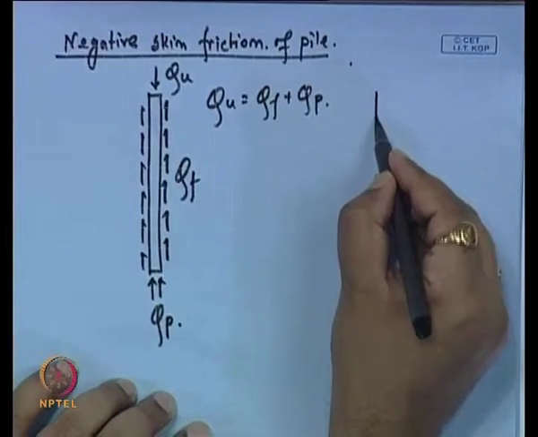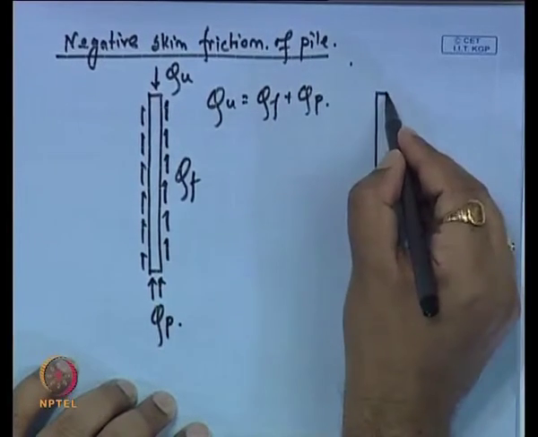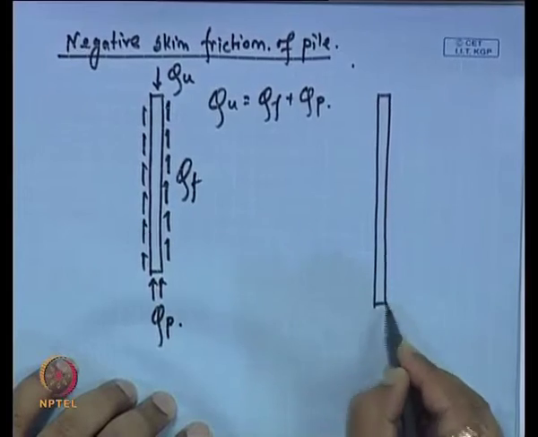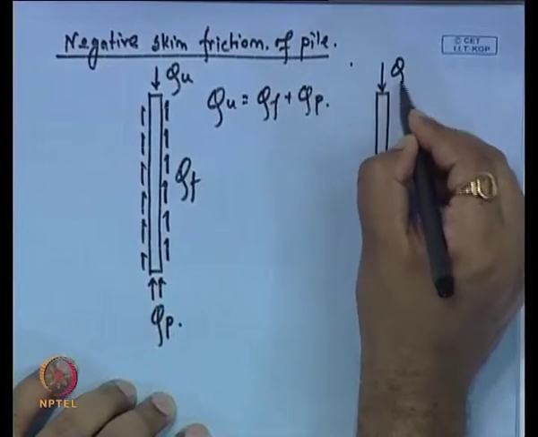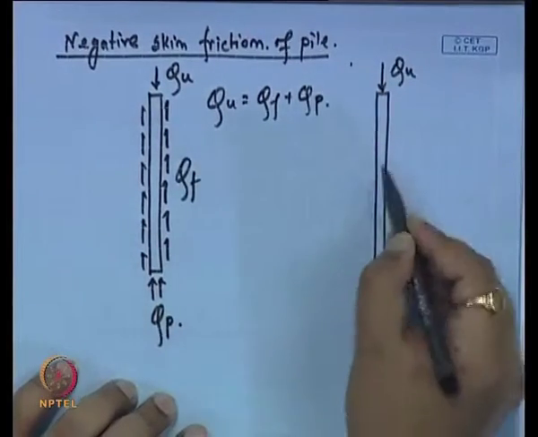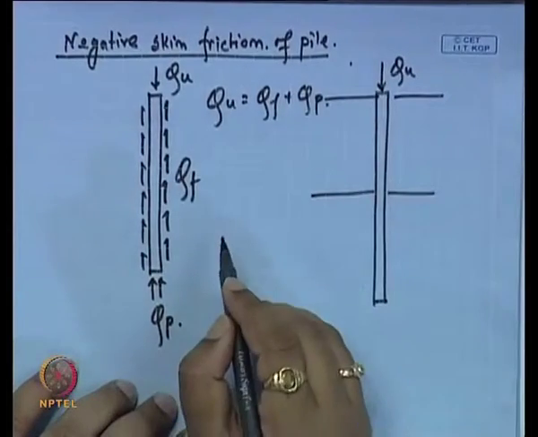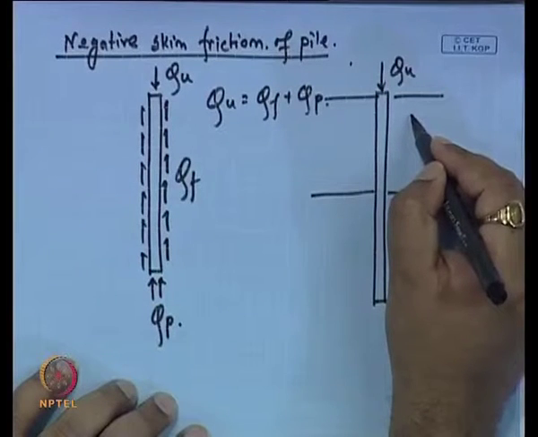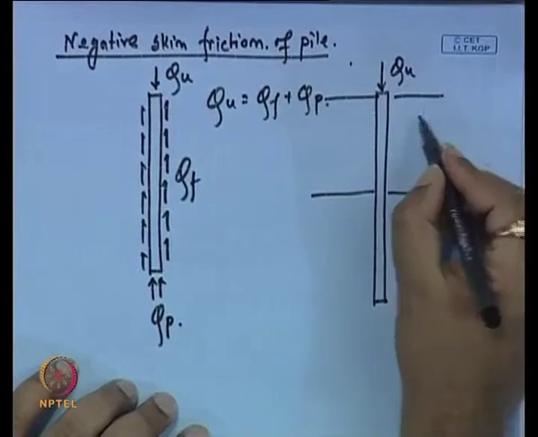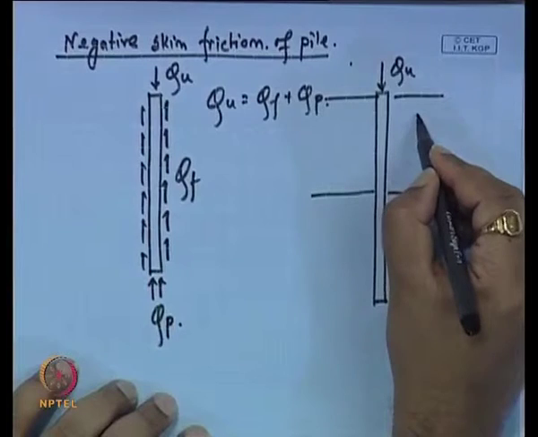Now, if one pile is this one and the load Q_u is applied, and suppose from here to here a very compressible layer exists. So, that means this is the very compressible layer.